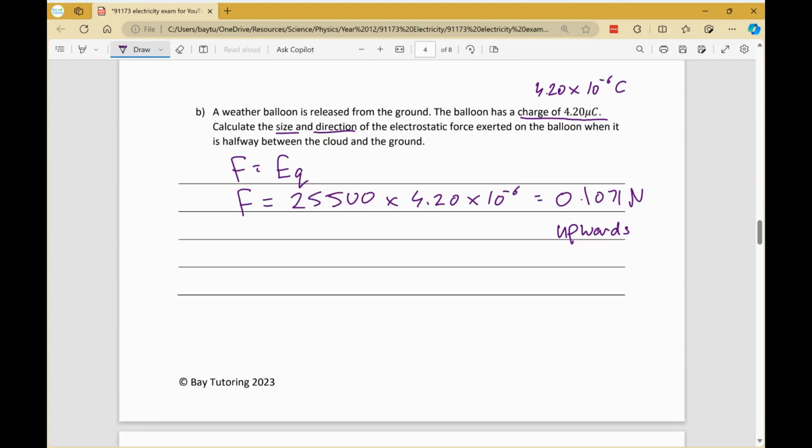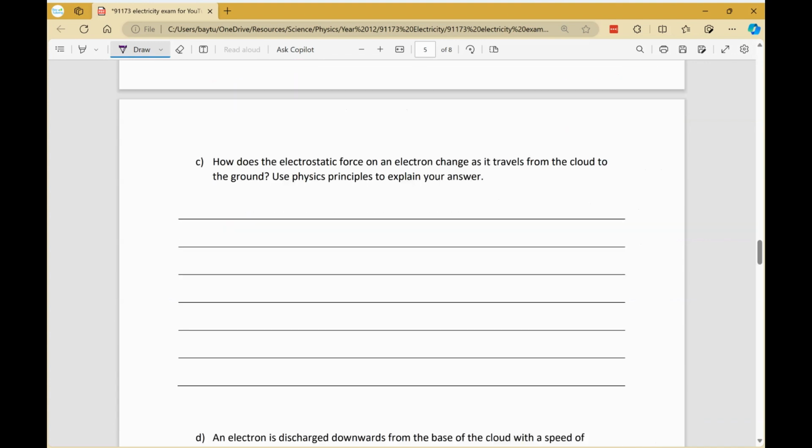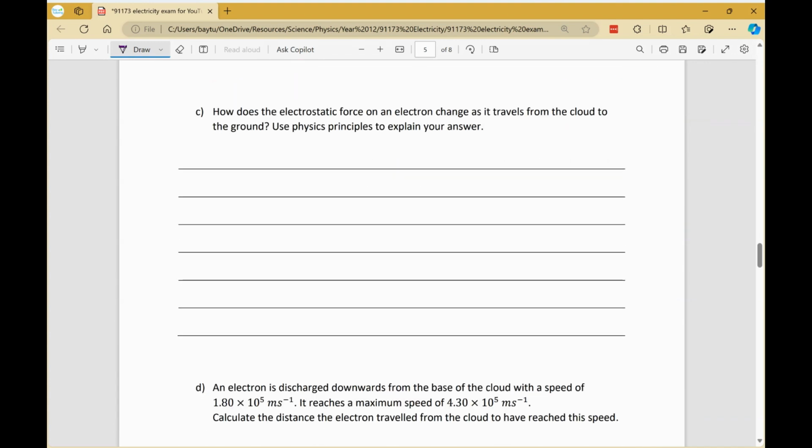So this is a merit question. You get achieved if you calculate the force correctly, and merit if you also get the direction correct. So as far as merit goes, not too bad, that one. Let's go on to another merit question. How does the electrostatic force on an electron change as it travels from the cloud to the ground? Use physics principles to explain your answer.